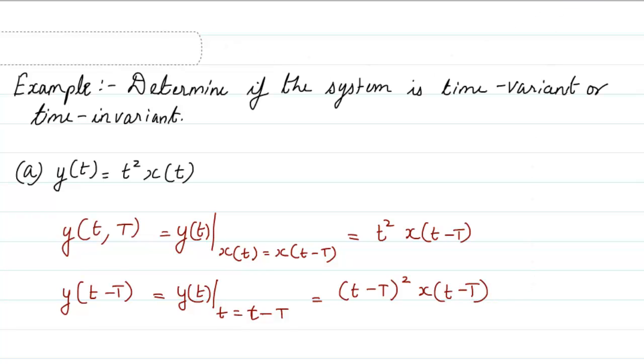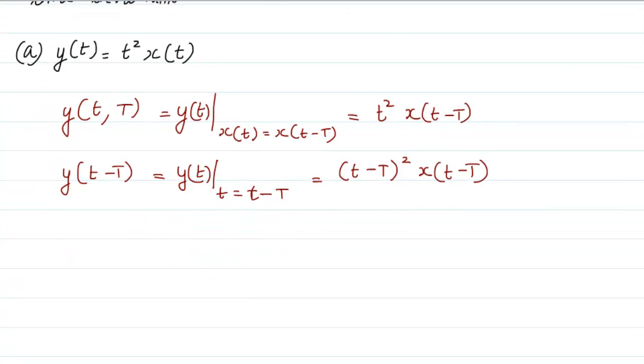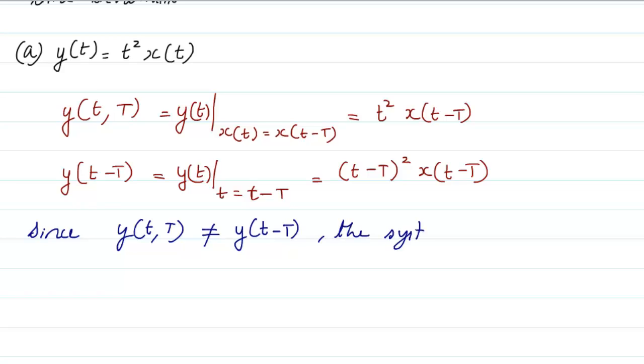Now as we can see here, the two values are not the same, so we can finally say that since y of t comma capital T is not equal to y of t minus capital T, the system is time variant. That means it varies with time.